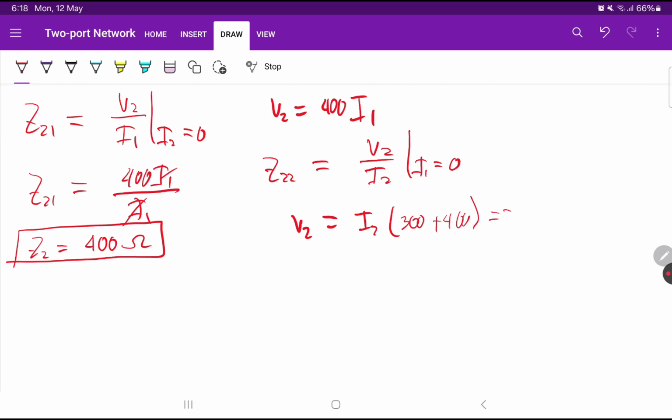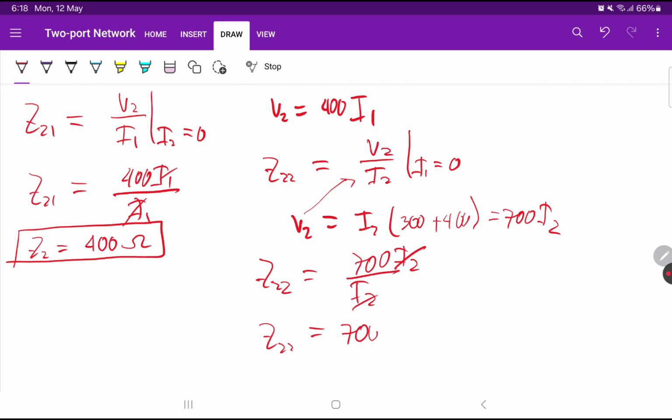or simply 700 I2. We substitute that here. Z22 now will be equal to 700 I2 divided by I2. So therefore, Z22 is just equal to 700 ohms. Okay, so this is the first.